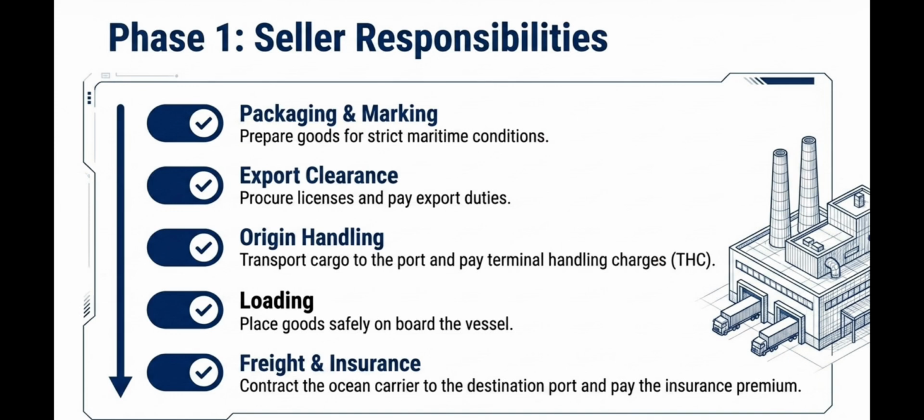Fourth, loading. We must ensure the goods are placed safely on board the vessel. Remember, as we saw in the previous slide, this is the exact point where the risk transfers to the buyer. Finally, freight and insurance. The seller contracts the ocean carrier to the destination port and pays the insurance premium.